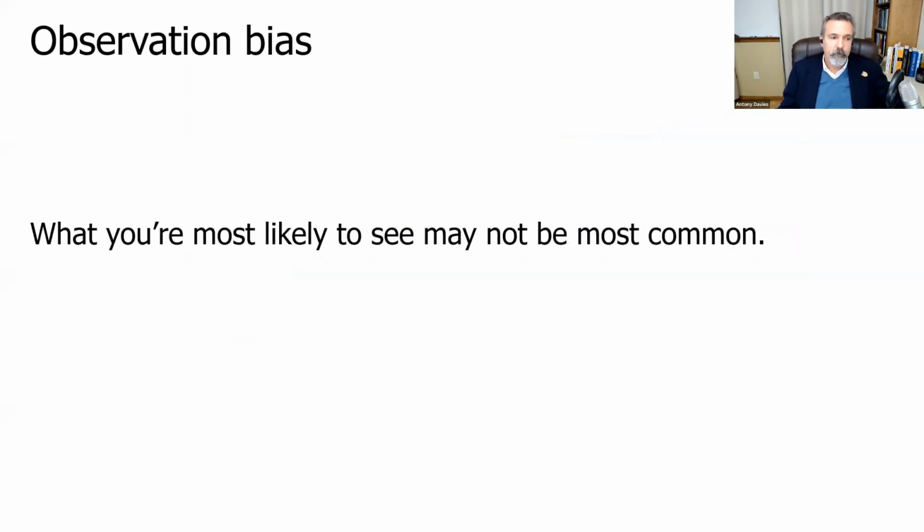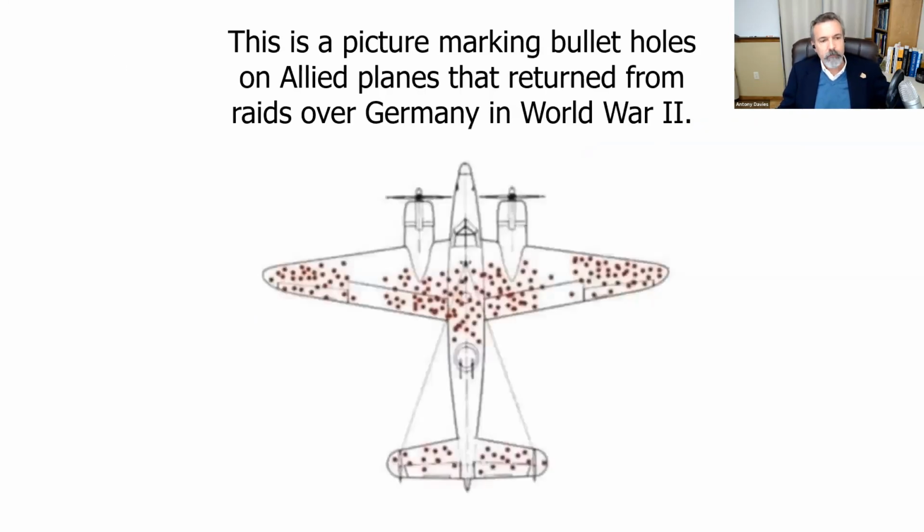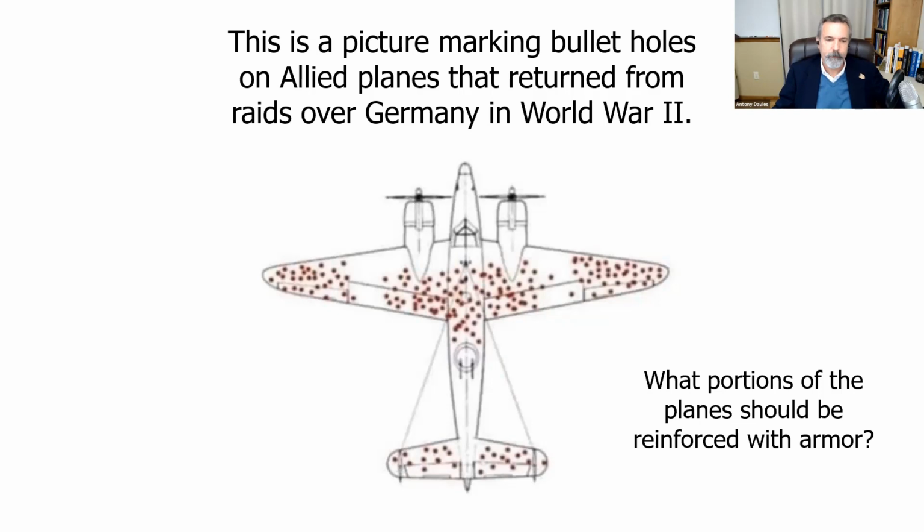And then finally, observation bias. What you're most likely to see may not be the most common. You've probably seen this, particularly if you've had a stats class. Stats professors love to show this picture. This is a picture of marking bullet holes on Allied planes that returned from raids over Germany in World War II. This is a real thing. At the time, they were looking at the planes that came back from bombing raids over Germany, and they looked at where the holes were in the aircraft to figure out what parts of the aircraft we should reinforce with armor.